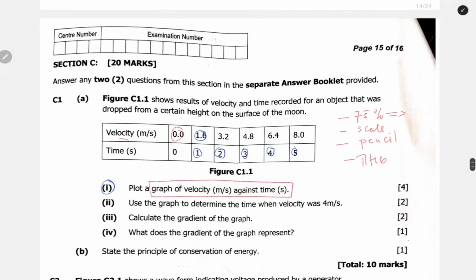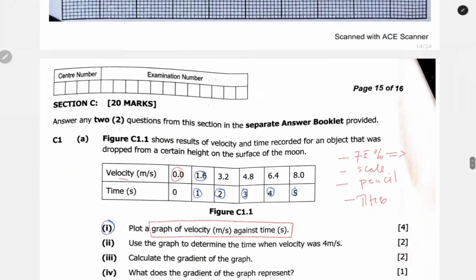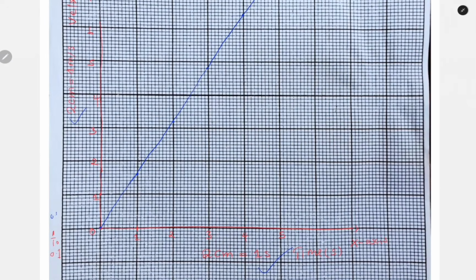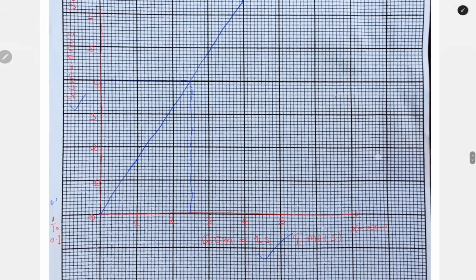Use the graph to determine the time when the velocity was 4 meters per second. This is easy. So at 4, you bring it here, then of course you pick time from down here. I guess you are able to see, so you put these dotted lines. So for me, time here is 1.1, 1.2, 1.3, 1.4, 1.5... 2.5 I mean.